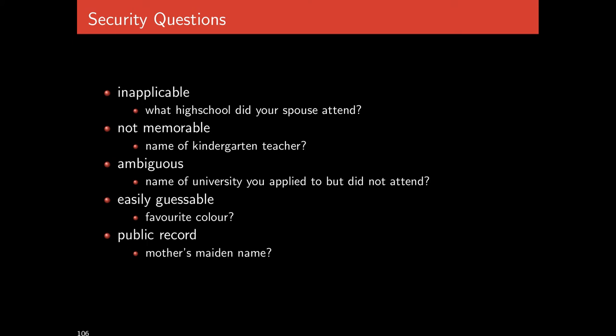They're ambiguous. What is the name of a university that you applied to but did not attend? Well, there could be more than one. How do you remember which one you said? They could be easily guessable based on a small domain. What's your favorite color? Well, you could ask this question on Mechanical Turk and get thousands of answers and then see what the answers are, just from top to bottom. First blue, then green, then red. See which ones come first. People aren't likely picking puce and mauve and off-white as their favorite colors.